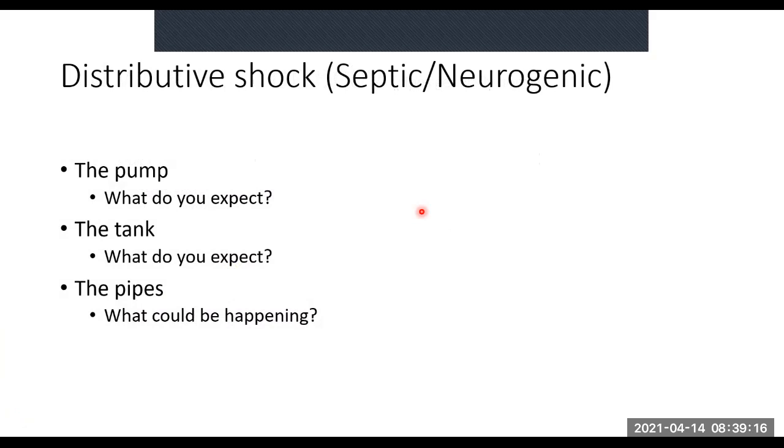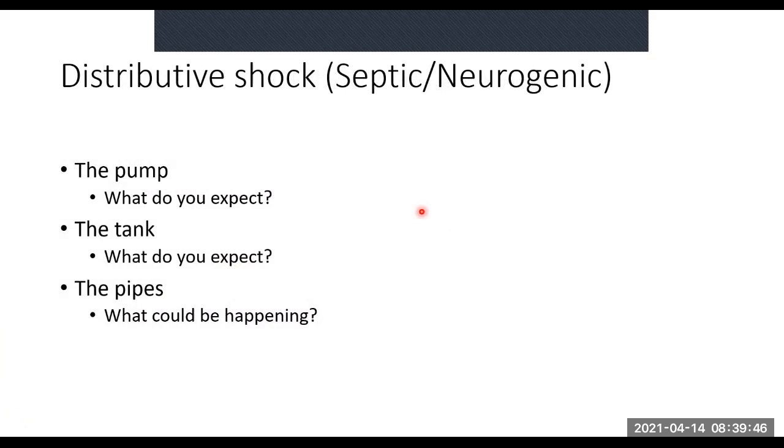So septic or neurogenic shock. So what happens in septic shock? Any idea? Very good, vasodilation, yes, that's 100% right. So you get vasodilation, so your endothelial cells are no longer as close, so you get leakage of what you call intravascular fluid and things like that. So where is the problem? Is the problem with the pump or the pipes? It's with the pipes, isn't it?